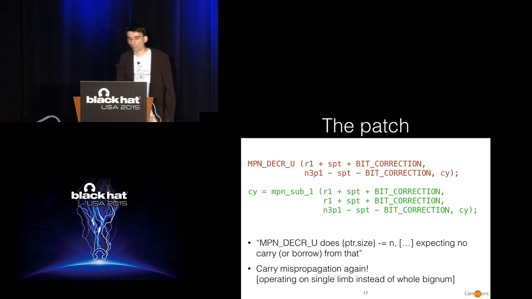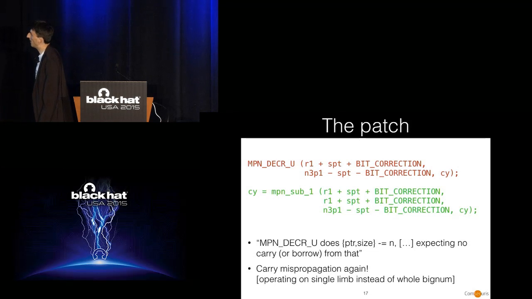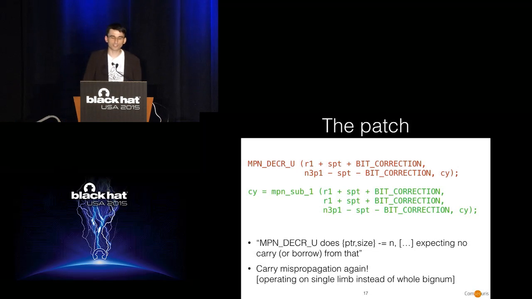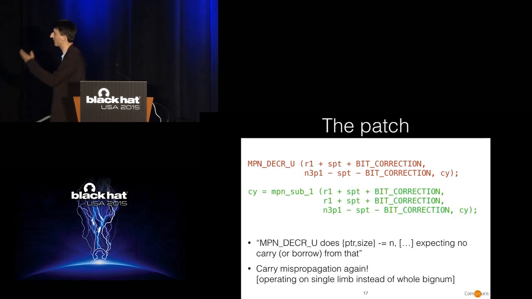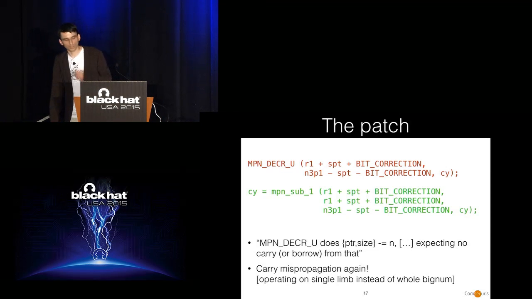And when you look at the functions that are used here, this mpn decrement macro is actually an assembly instruction on x86, and what it basically does is a subtraction without any borrow propagation. And the fix is to not use this carryless macro, but to use the proper BigNum routine, the mpn sub. So again, we see it's carry mispropagation. They operated on a single limb instead of a whole BigNum.